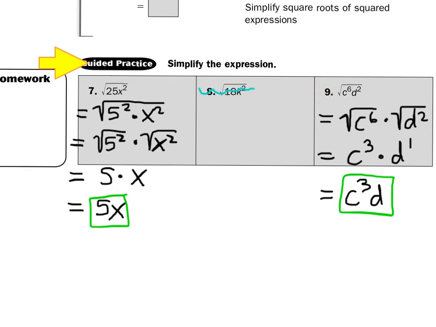Take a look at number 9. The square root of c to the sixth power, d to the second power. Well, first, separate them. The square root of c to the sixth power times the square root of d to the second power. And then let the square root chop the power in half. So the 6 chops in half to a 3, the 2 chops in half to a 1. So c to the third power times d to the first power is just c to the third power times d.